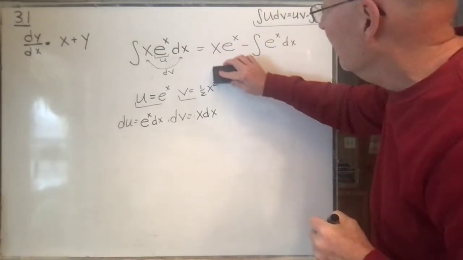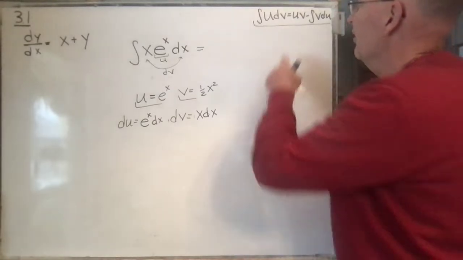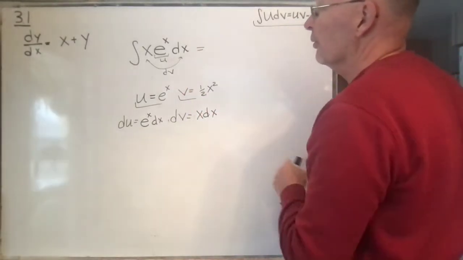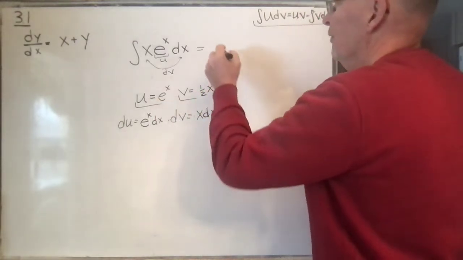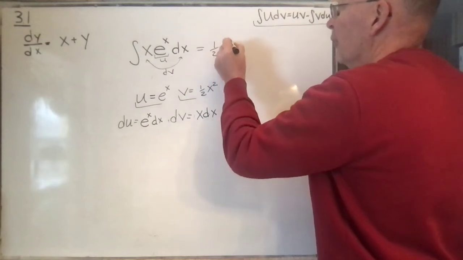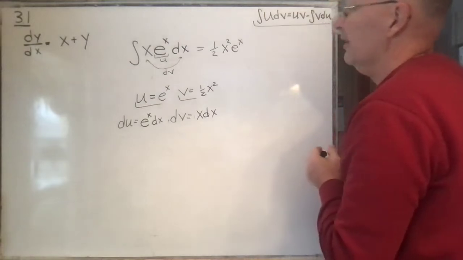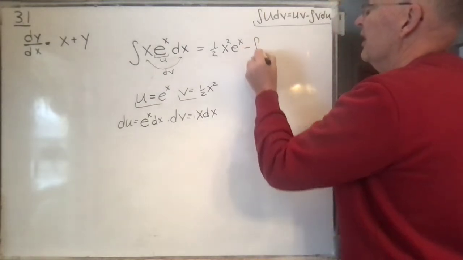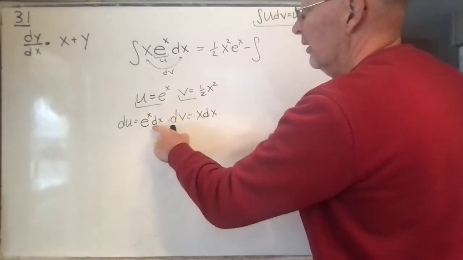There it is right there. And so what does the integration by parts tell us that this is equal to? It's equal to u times v. So u times v is going to be 1/2 x squared e to the x. I like to put the x squared in front of the e to the x, minus the integral of v du. So there's v. Here's your du.